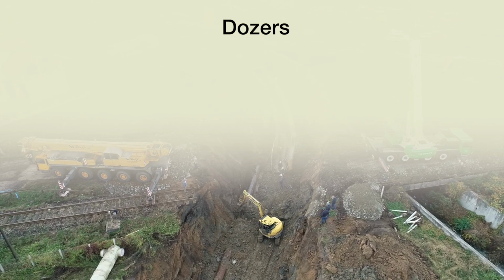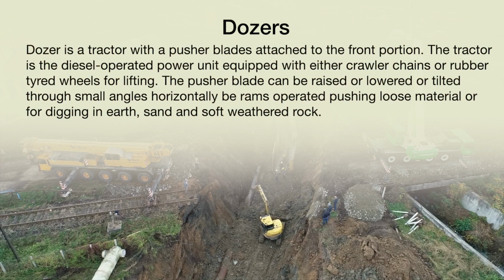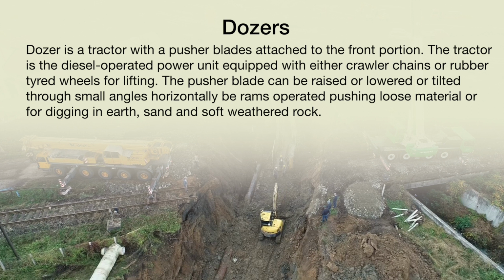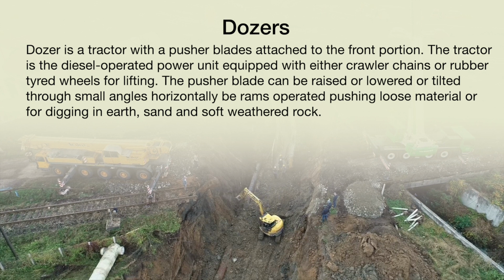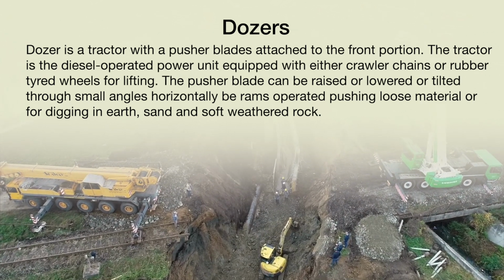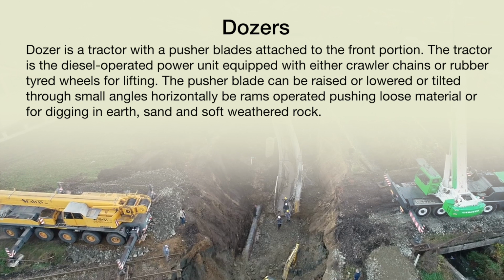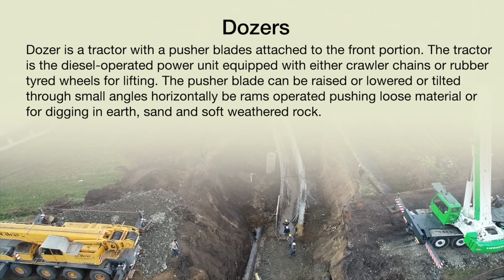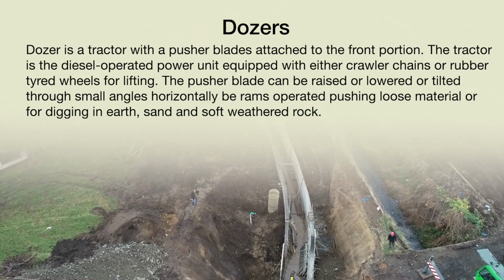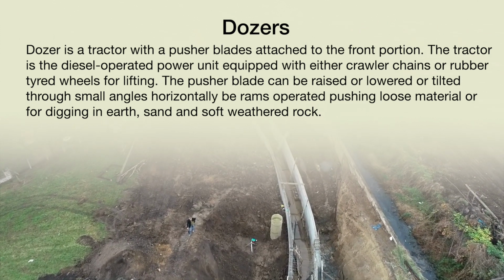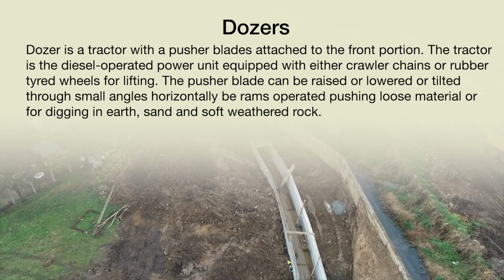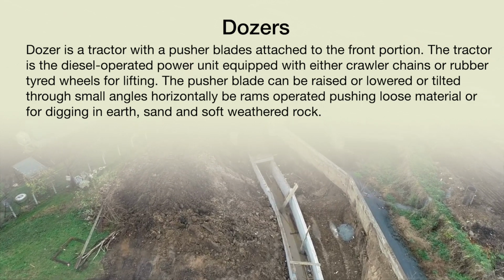Next is the dozer. A dozer is a tractor with a pusher blade attached to the front portion. The tractor is the diesel operated power unit equipped with crawler chains or rubber tire wheels for lifting. The pusher blade can be raised or lowered or tilted through a small angle horizontally by a ram operated, pushing loose material or for digging in earth, sand and soft weathered rock.